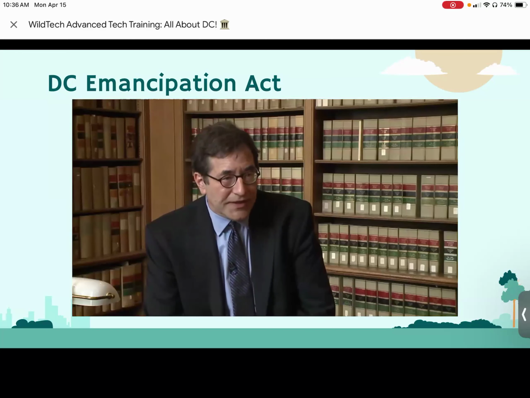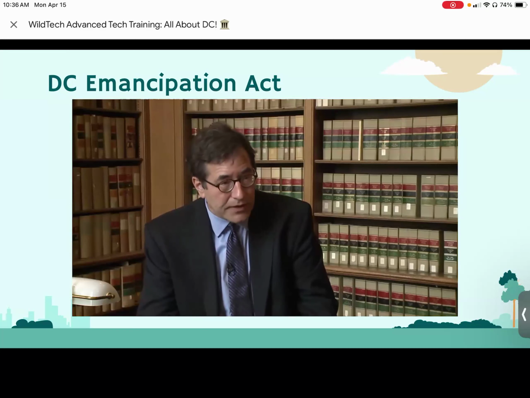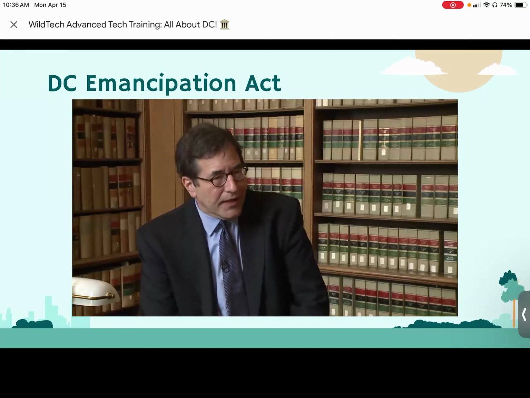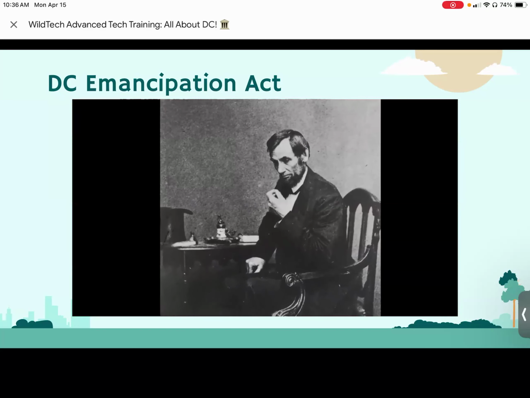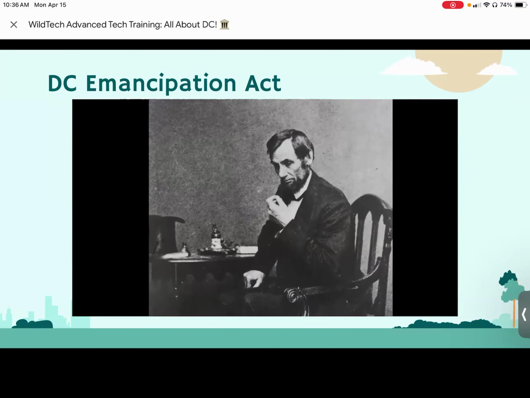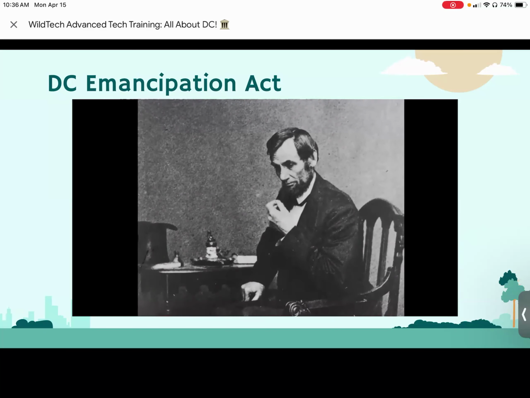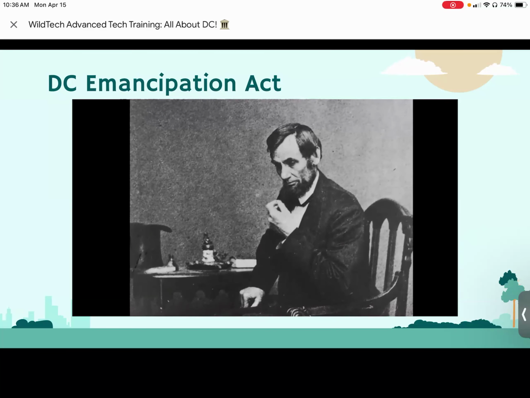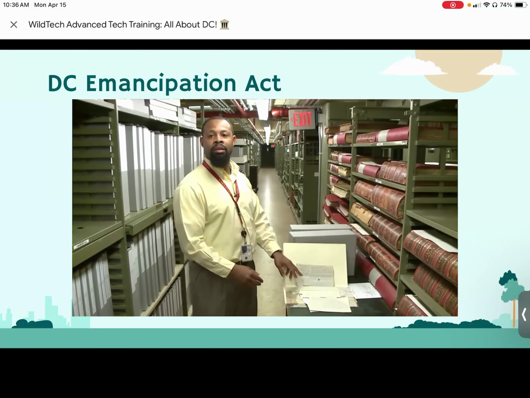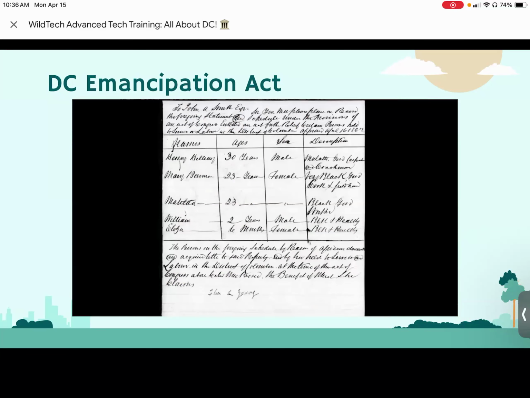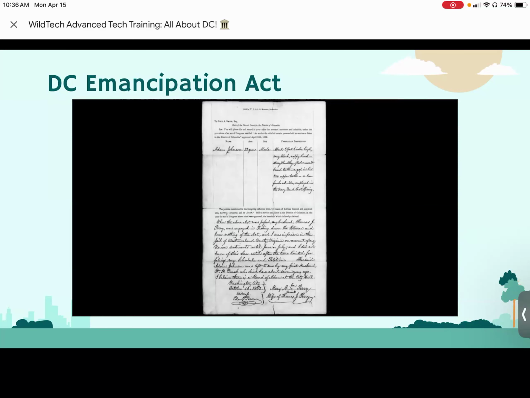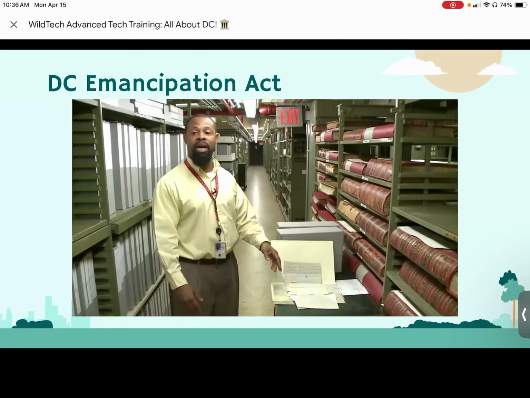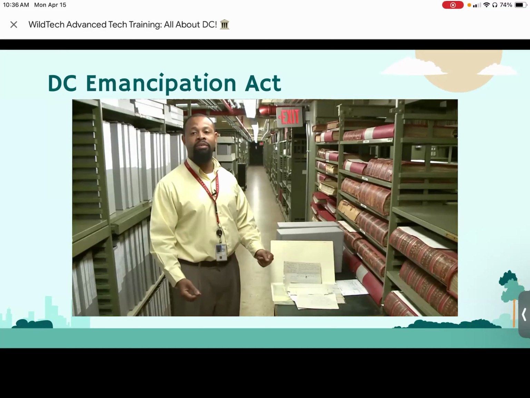Some slave owners did not apply for compensation. They did not want to free their slaves. So in July of 1862, at Lincoln's urging, Congress passed a supplemental act that allowed slaves to petition for their own freedom. There were 161 petitions submitted after the July 12th Supplemental Act. Most of these 161 petitions were submitted by individuals who had been enslaved themselves.